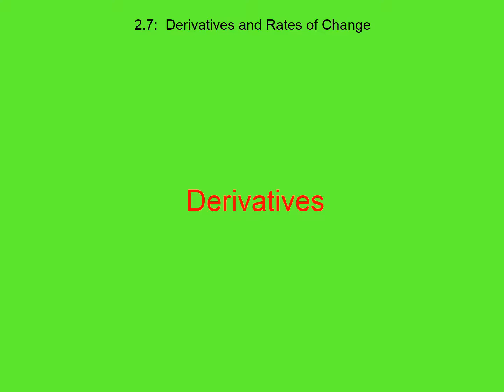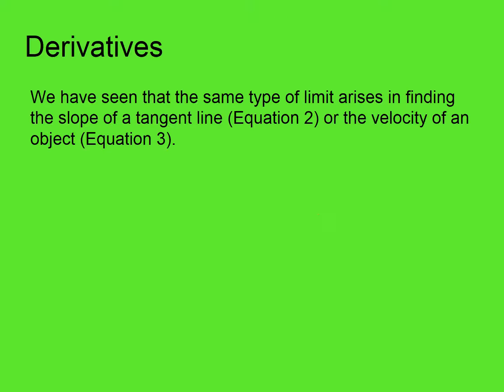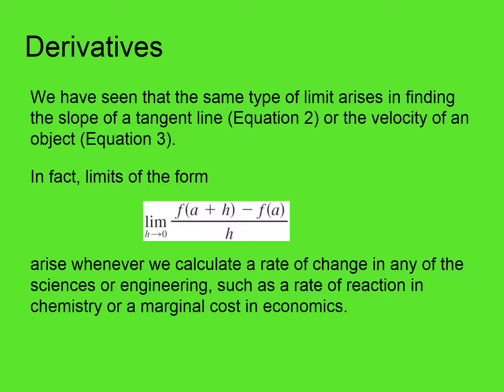Objective 3 of Section 2.7, Derivatives and Rates of Change. The student will know and use the definition of the derivative. We have seen that the same type of limit arises in finding the slope of a tangent line or the velocity of an object. The tangent problem is the same thing as the velocity of an object problem: velocity of an object at an instant.